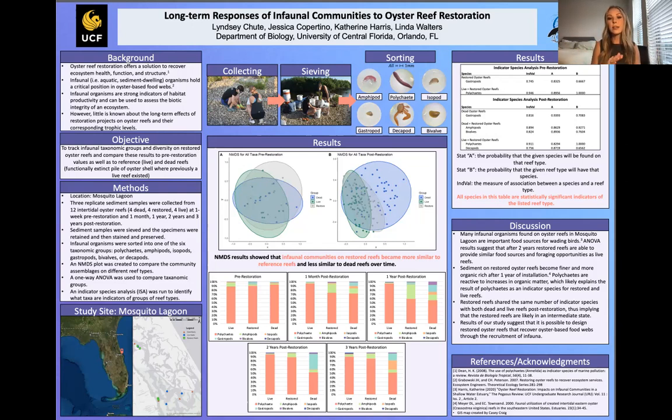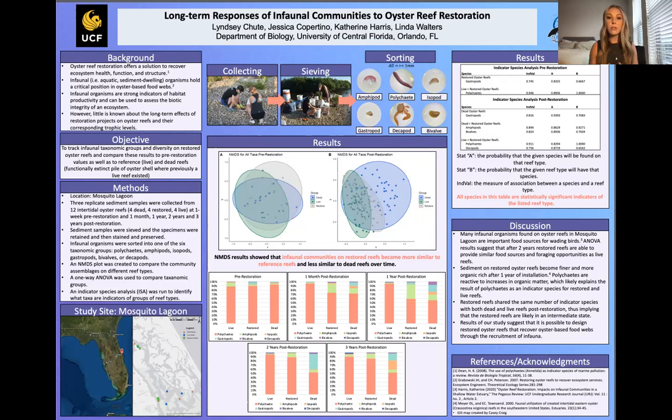So to do this, I tracked infaunal taxonomic groups on restored reefs. And with what I found, I compared those values to pre-restoration infauna as well as to infauna on live and dead reefs. So I headed out to Mosquito Lagoon, which is known for implementing a lot of restoration projects. And if you make your way up to the flow chart in the top middle of your screen, you can see that we first collected samples on dead, restored, and live reefs, and then we sieved them. And we replicated this entire process before restoration as well as periodically after restoration.